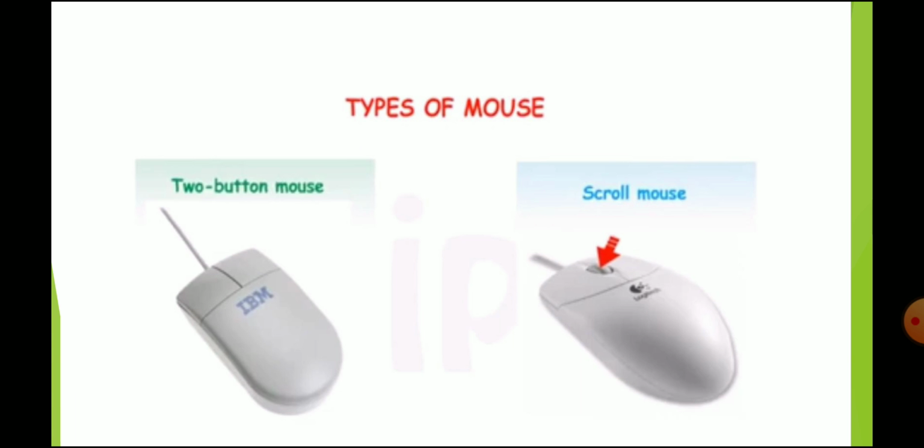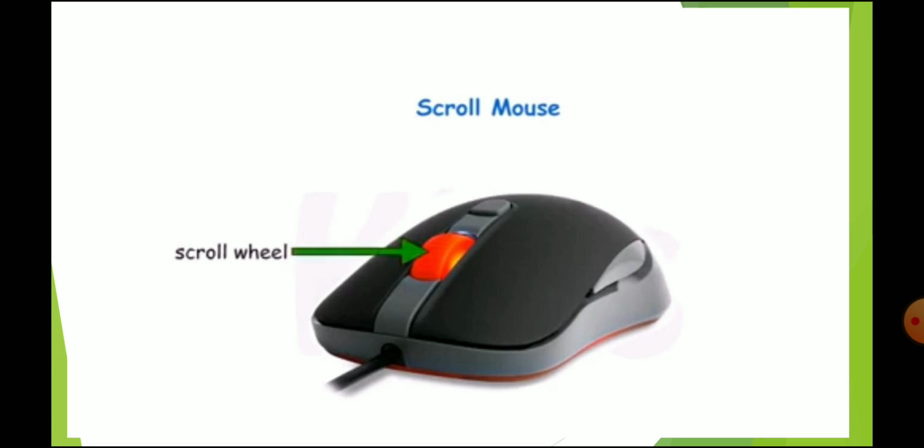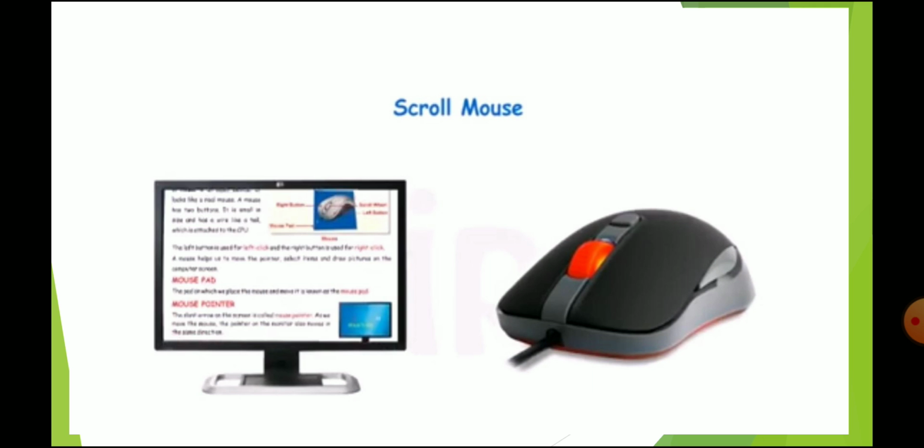Now next is types of mouse. A mouse can be of different types. It can be 2-button mouse or scroll mouse. A scroll mouse has a scroll wheel in the middle of the left and right button. We can move a page up and down by moving the scroll wheel.